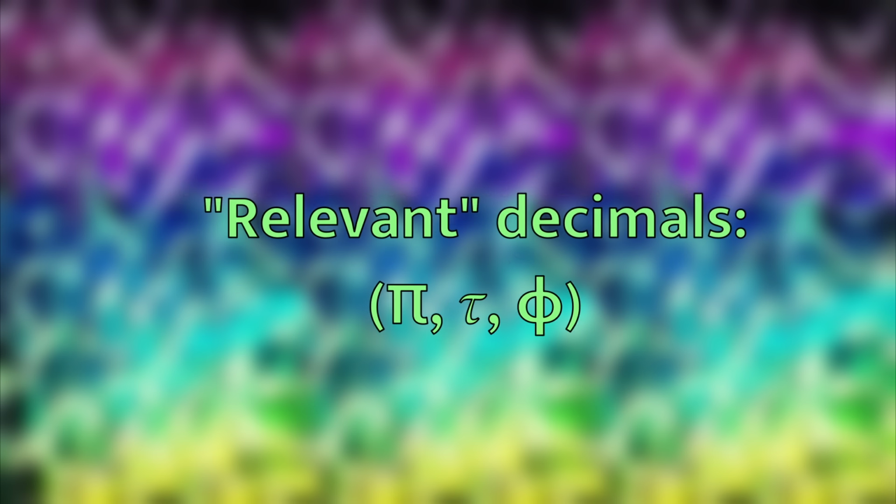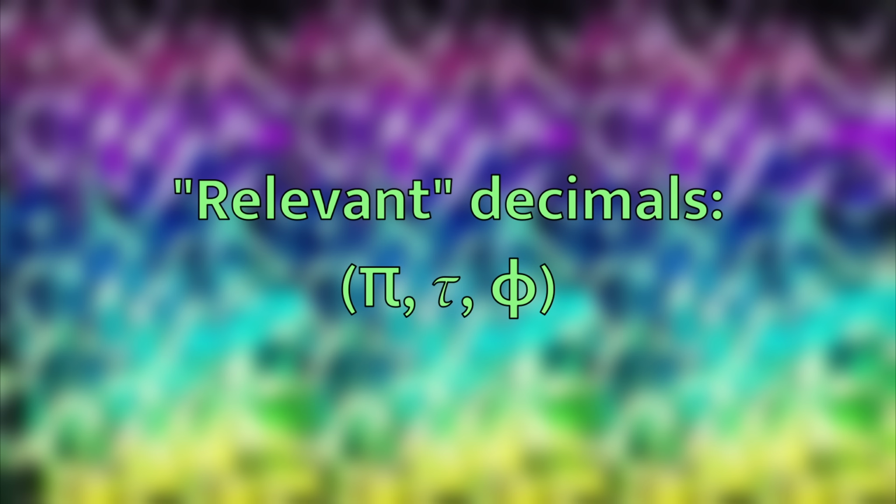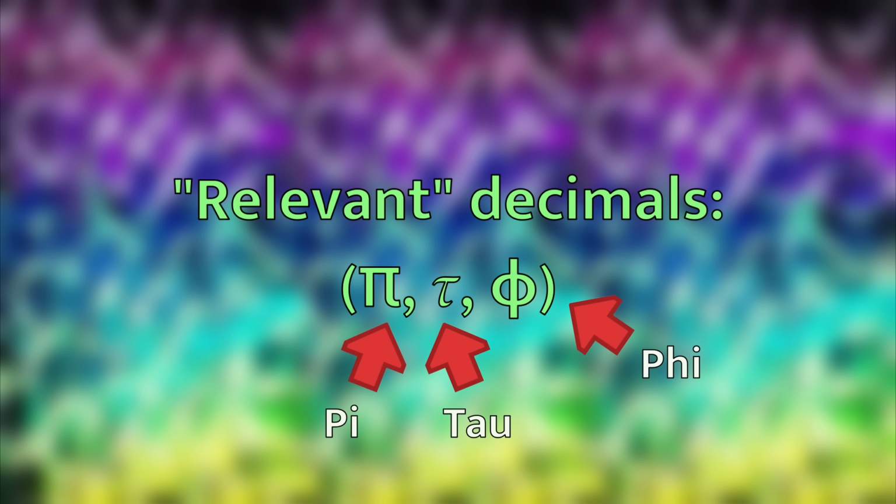What constitutes a decimal number as relevant to me is if it has a distinct name. So submissions for numbers such as pi and tau were counted, while submissions for numbers such as 0.5 or 0.01 were discounted. I also imposed a couple more restrictions for each section of the video.